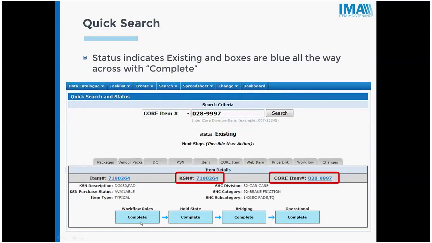Let's go back to the previous page here. So in this one, we can see that all of the boxes say complete, and they are all filled in blue. So that lets us know that this item is operational. Whenever a role has been completed, it will be filled in with blue and say complete.